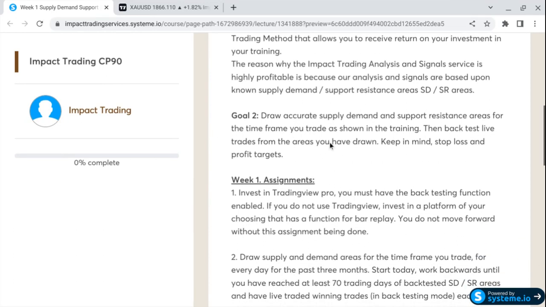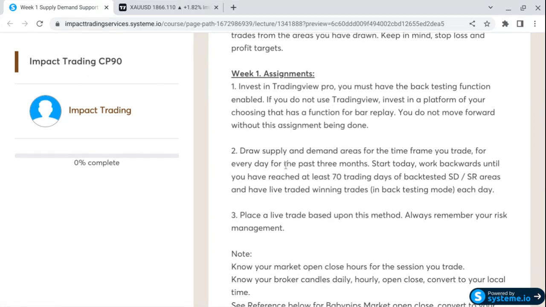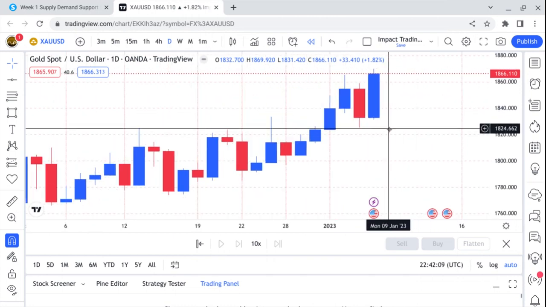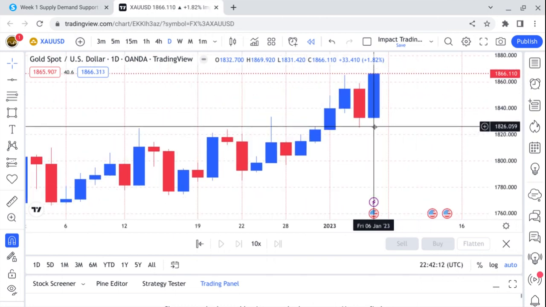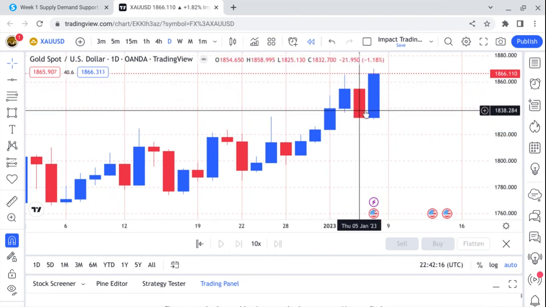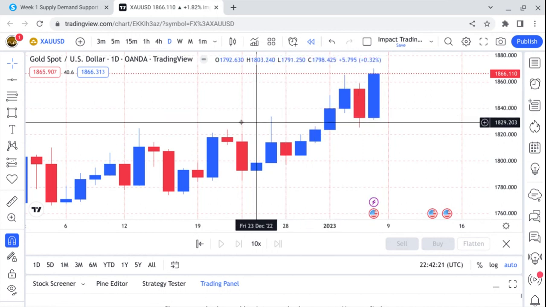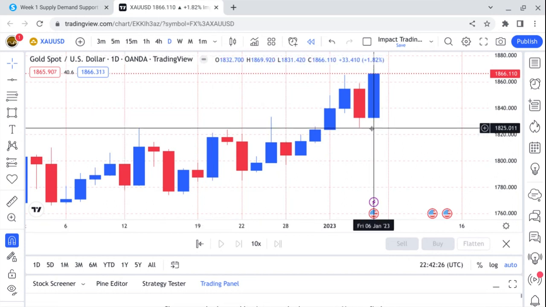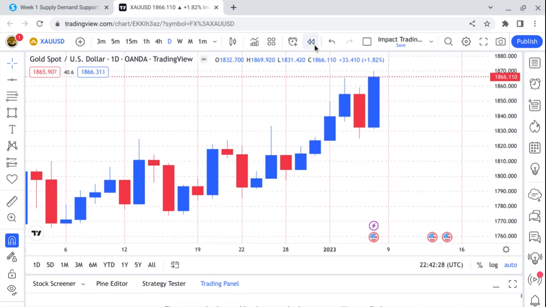Now here's your assignment. Your assignment is to invest in TradingView Pro. If not TradingView Pro, you have to have a backtesting function enabled in order for you to do these backtests. Here's the example. This is TradingView Pro. We are going to show you how to draw supply and demand areas for these three bars right here, and then your assignment will be to do 70 bars of every single day.